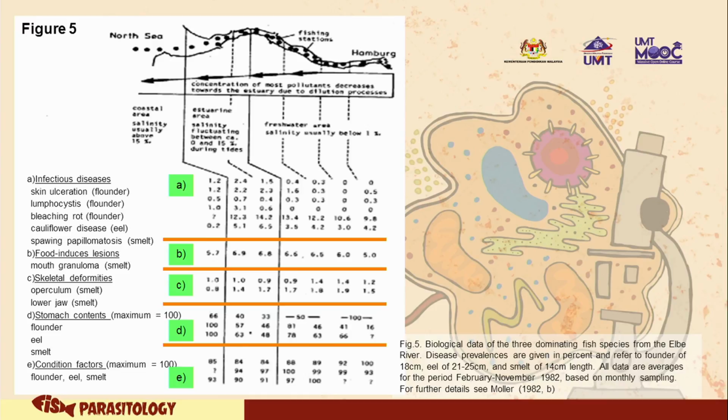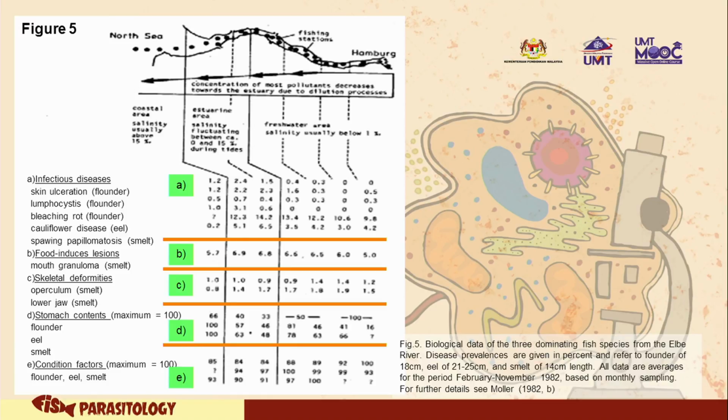This is a field study carried out in Germany by Moller in 1982. He carried out transects along the river Elbe, and he showed that the concentration of most pollutants decreased towards the estuary due to dilution processes. Figure 5 shows biological data of the 3 dominating fish species from the Elbe River, and disease prevalence are given in percent and refer to flounder, eel and smelt. All the data are averages for the period February to November 1982 based on monthly sampling. For further details, you can go to Moller, 1982.